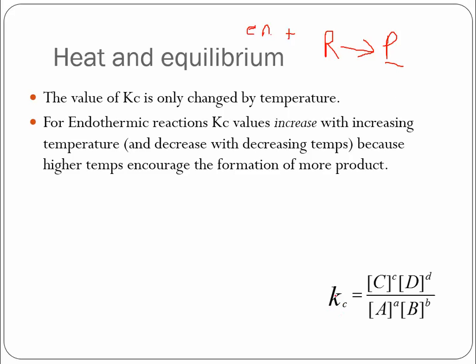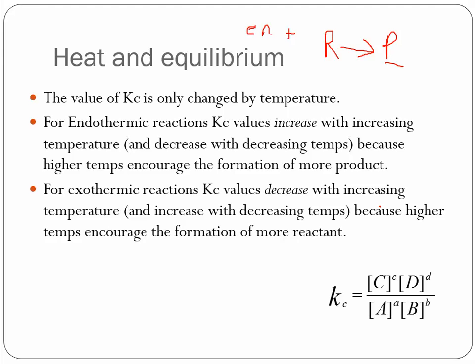And if you think about our equilibrium expression here, products go on top, reactants go on bottom. So if there's more product at that higher temperature, this number also is going to be higher because it's going to increase the numerator and decrease the denominator. And if you're decreasing temperature, just the opposite, the Kc value is going to go down. This is for an endothermic reaction. For an exothermic reaction, it would be exactly the opposite.